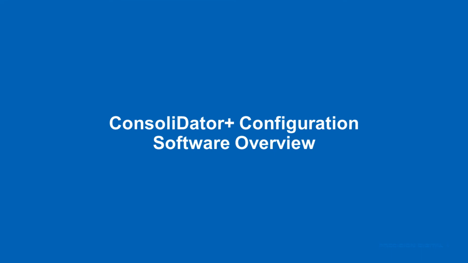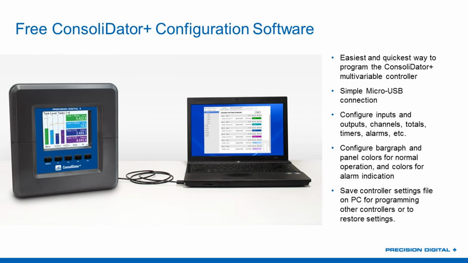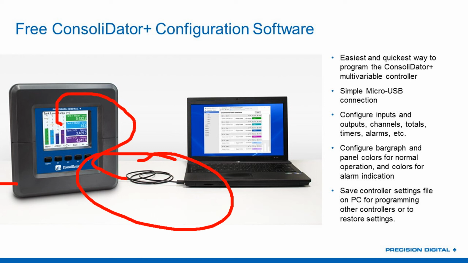Now, I showed you what the screens look like on the consolidator if you're trying to program it by hand, but realistically, you want to use the software. You know, we've got free Consolidator Plus configuration software for a reason, and it does just make things a lot easier. You connect up, you do power the consolidator, so you've got your power coming in somewhere over here. But then you connect up the consolidator with a simple micro USB connection that just goes into the back of the consolidator. It goes right in your computer from there.